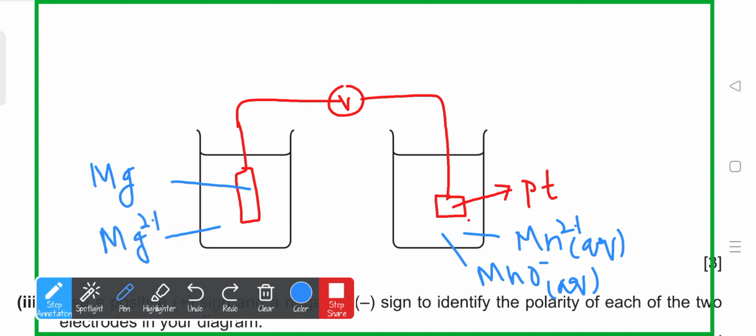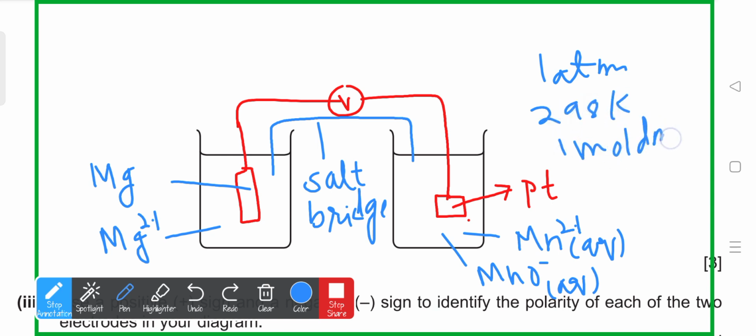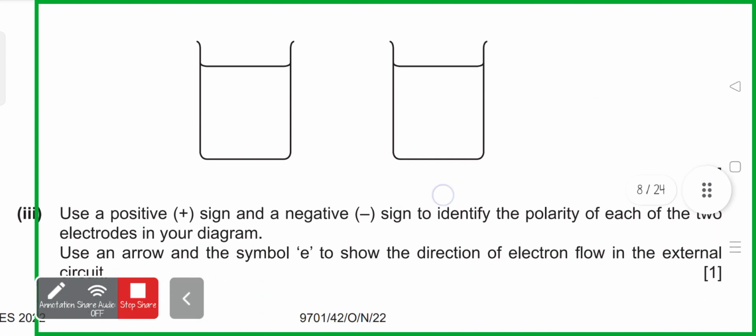One more thing is that we need a salt bridge here, and you need to mention it. These are some important things that you can mention in any electrochemical cell diagram. If they are asking us to mention the standard conditions, you can mention them here: 1 atmospheric pressure, 298 Kelvin, and 1 mole per decimeter cube solution. That's all.